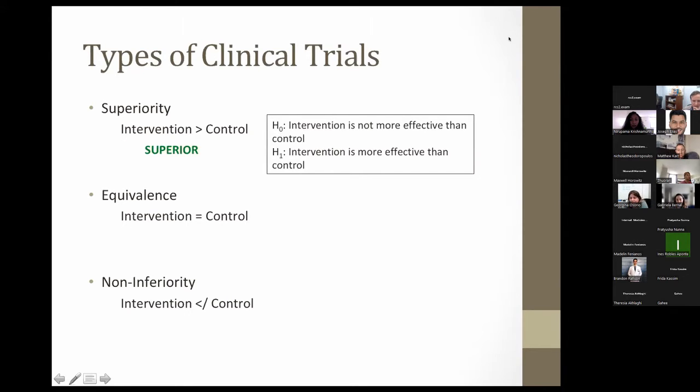Does anyone want to take a guess at it on the chat or unmute yourselves?